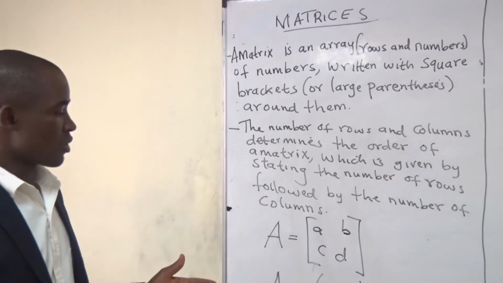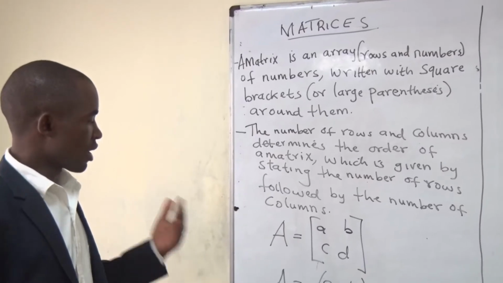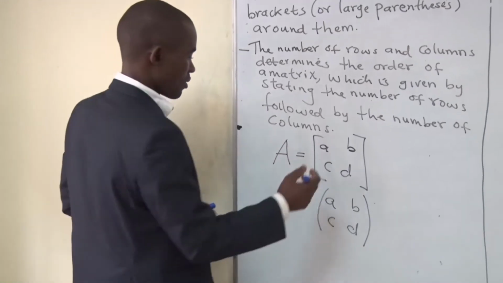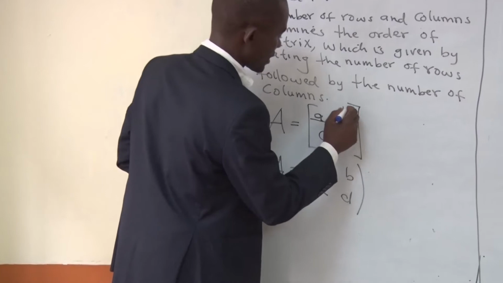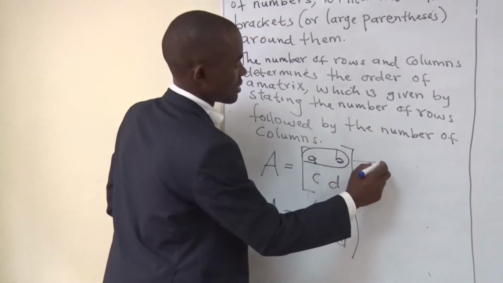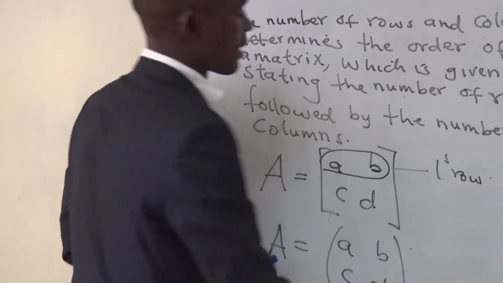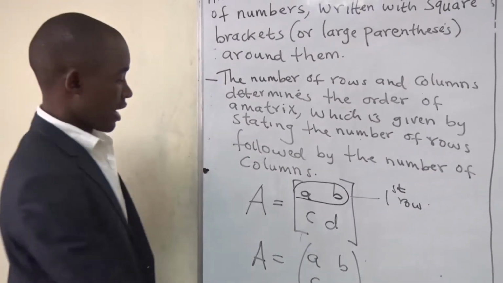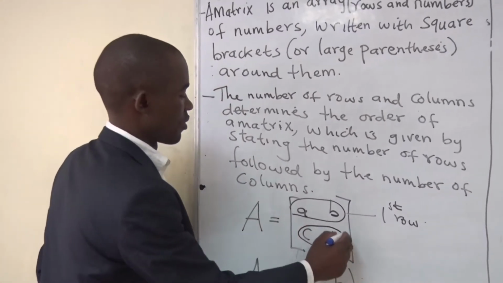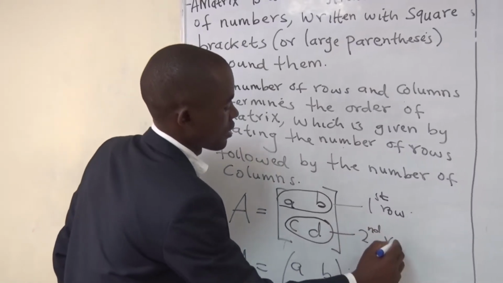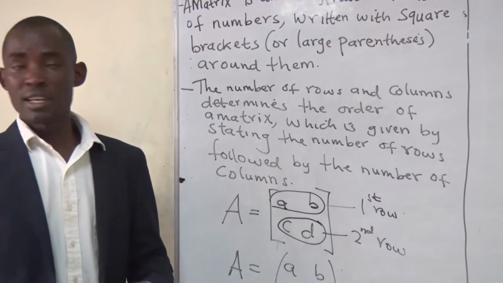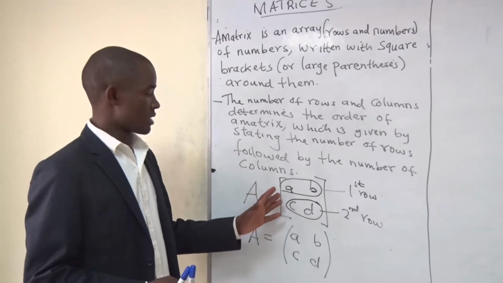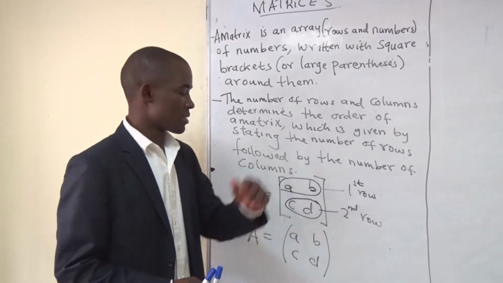For now, we have said the order of a matrix is given by stating the number of rows followed by the number of columns. So we need to know what a row is, and what a column is. A row is the horizontal arrangement of elements. In this particular case, this is our first row, and this is my second row. A row is a horizontal arrangement of components in a particular array. So you can see A, B forms the first row, C, D forms the second row.